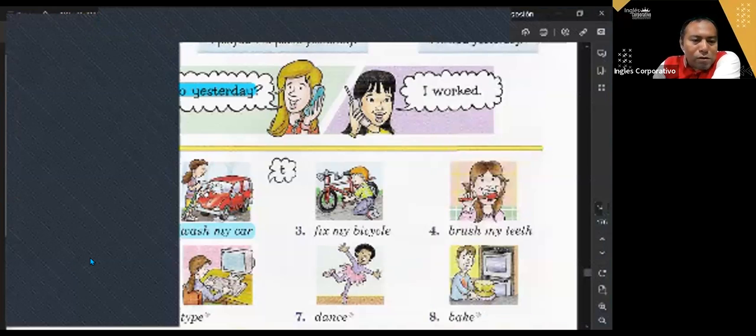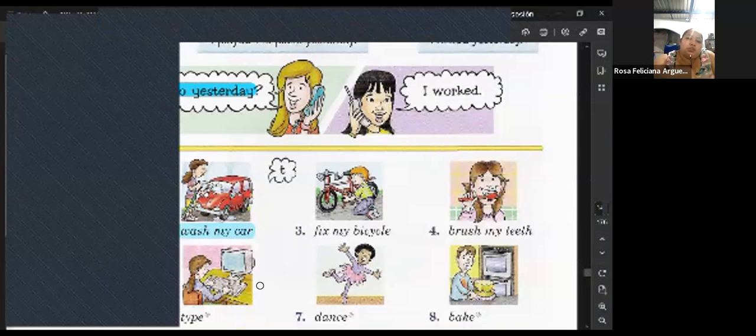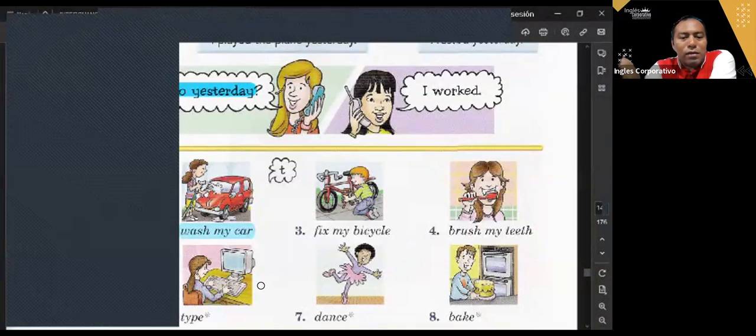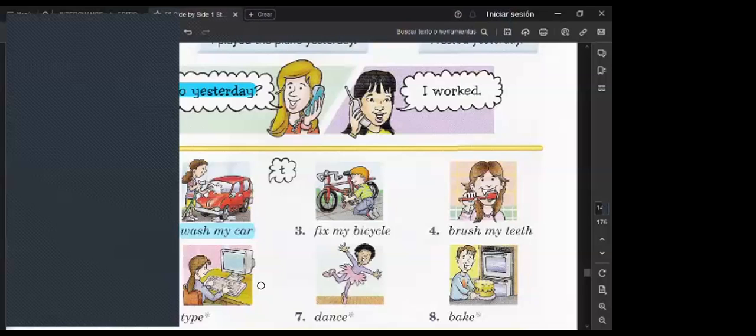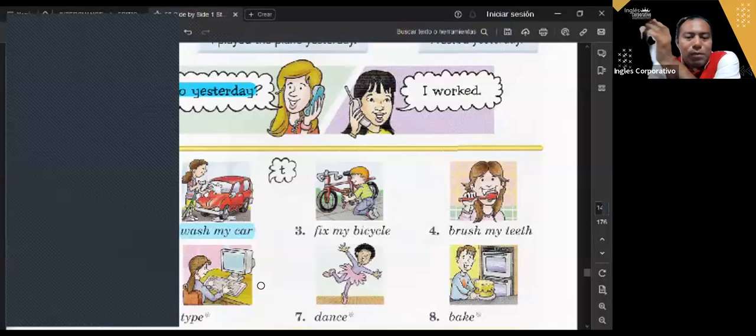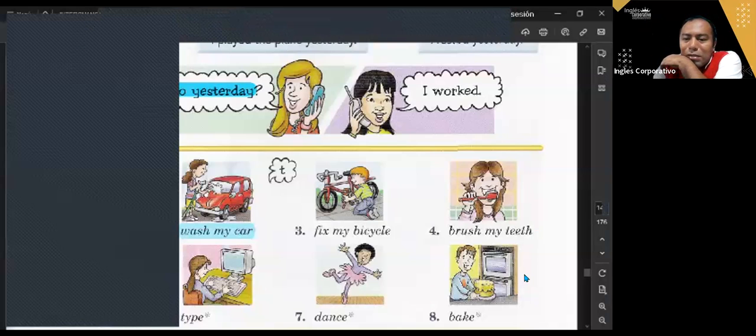Number four, Rosa Feliciana, ¿le puede hacer la pregunta a Stephanie Carolina Javier Barrera? Okay. What did you do yesterday, Carolina? Sería, yo me cepillé mis dientes. I brushed my teeth. Excellent. I brushed my teeth. Very good. No es I brushed, es I brushed. Okay, now the next question.